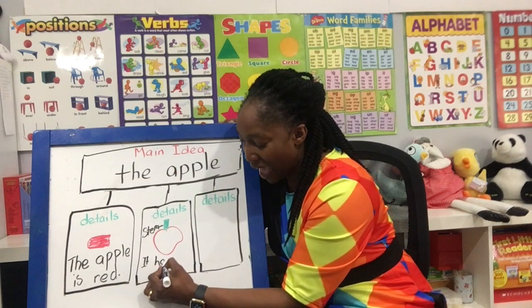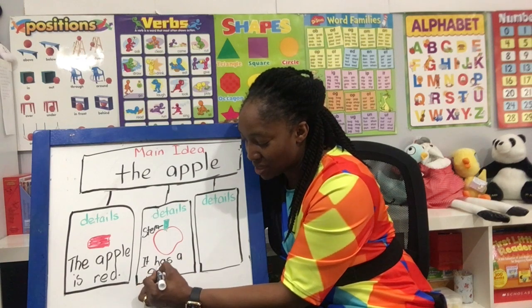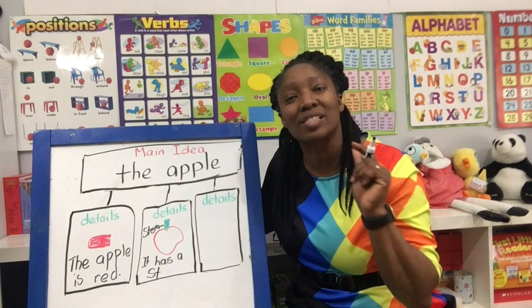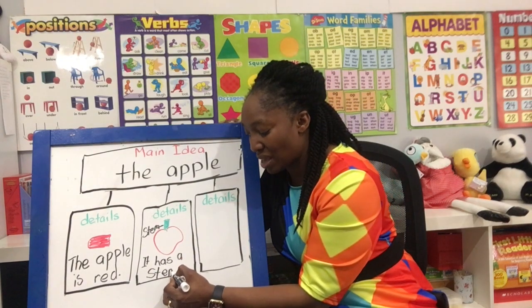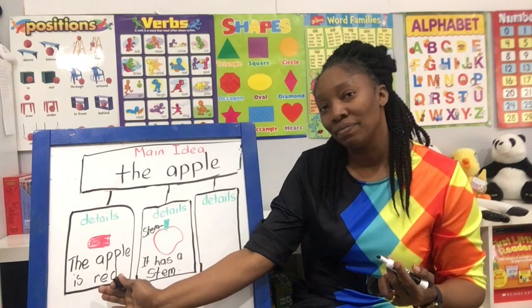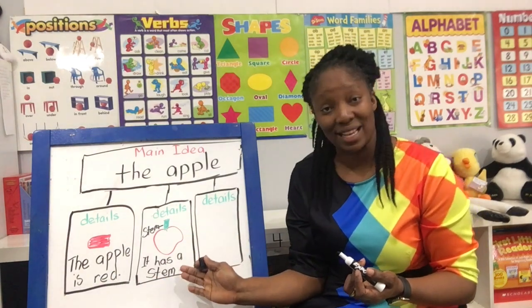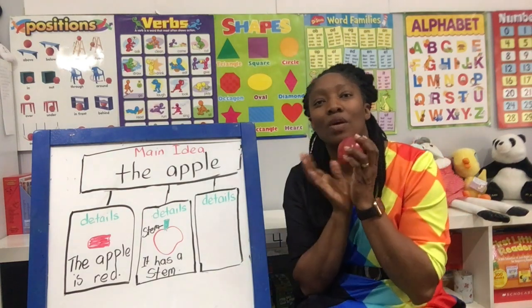So I could just use it because now I know we're talking about the apple. It has a stem. ST makes the sound M. When I chunk my words, it makes it easier for me to spell. So the apple is red. The apple has a stem. One more detail. What else did you hear about the apple?